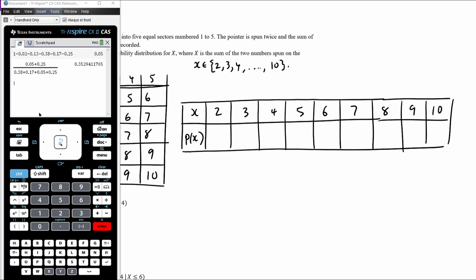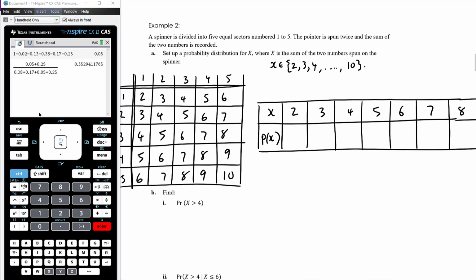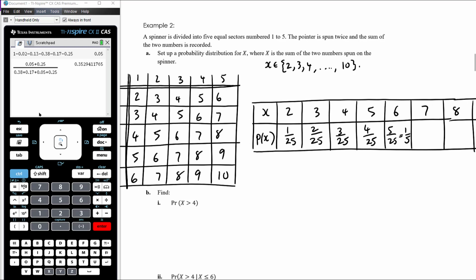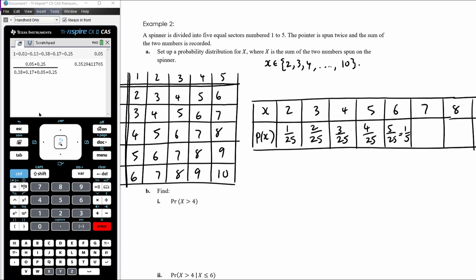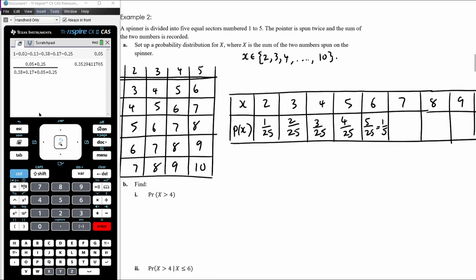Probability of each of those outcomes. So the probability of getting a 2, there's only 1 out of the 25 cells that is a 2. Probability of getting a 3 is 2 out of 25. 4 is clearly 3 out of 25. 5 is clearly 4 out of 25. 6 is 5 out of 25, which is 1/5. Okay, but sometimes it's helpful to have them all over the same denominator. It makes it easier when you're trying to add them up. But equally, I would always give the simplified value as well.